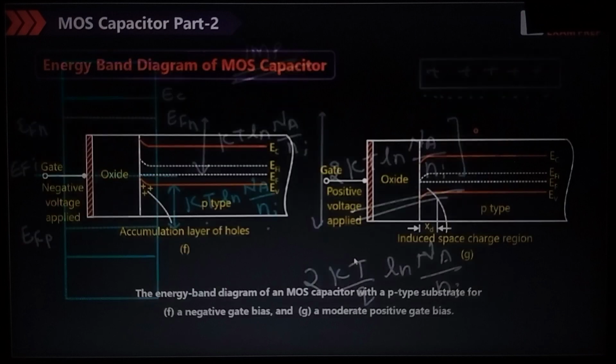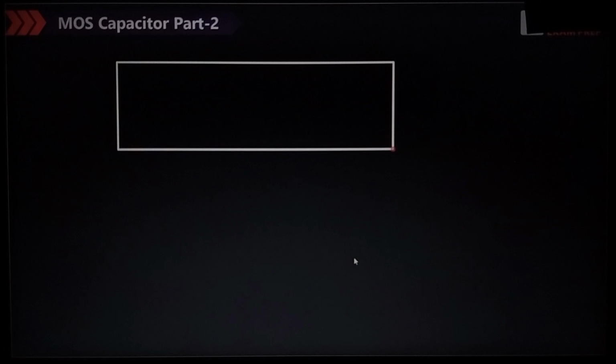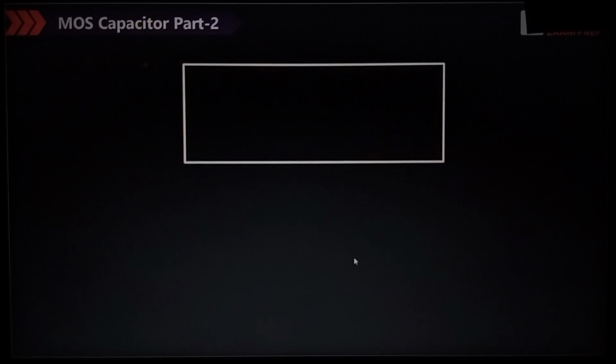Before that, first of all get the idea about these three diagrams. Okay, one by one I want to explain. These are very, very important diagrams. For example, this is the semiconductor. This is a very conceptual diagram, please. This is the oxide layer, and this is the metal plate.